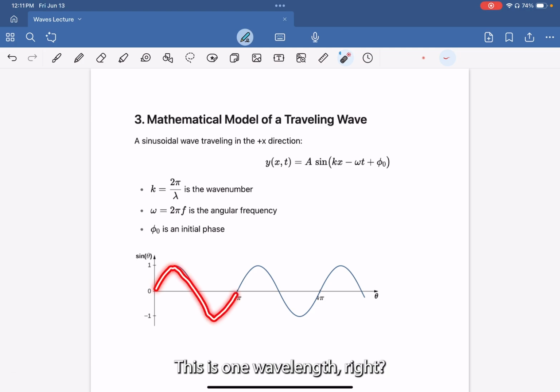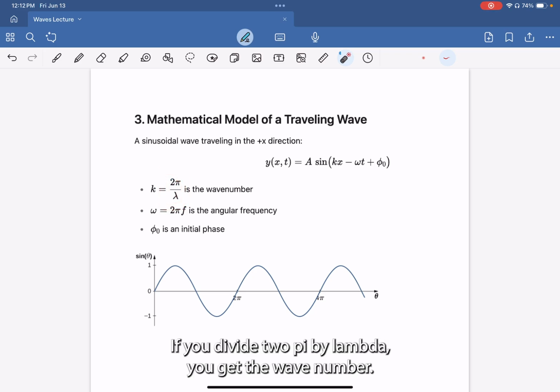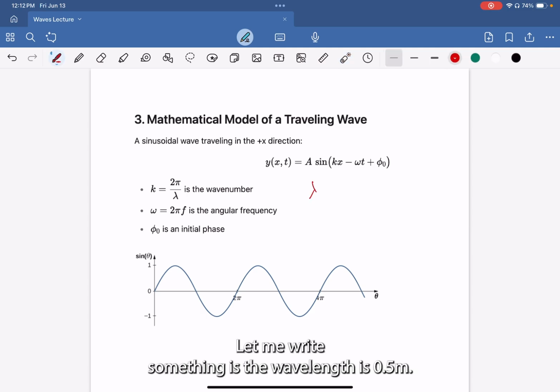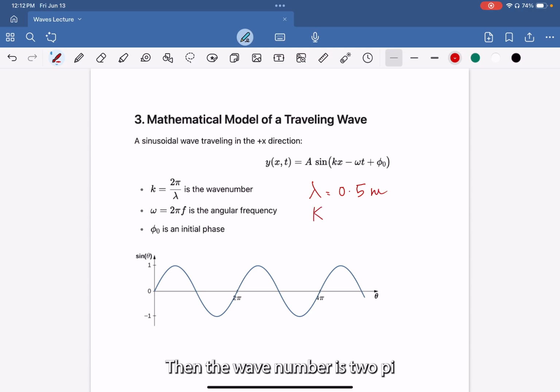This is one lambda, isn't it? This is one wavelength, right? That's one wavelength. And one wavelength corresponds to 2 pi. That's where you get this. If you divide 2 pi by lambda, you get the wave number. It's called k. So k is 2 pi divided by the wavelength. So if the wavelength, let me write something, if the wavelength is 0.5 meter, then the wave number is 2 pi divided by 0.5, which is 4 pi, right?